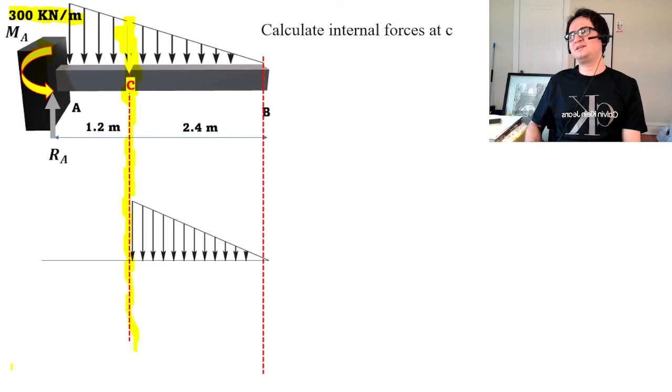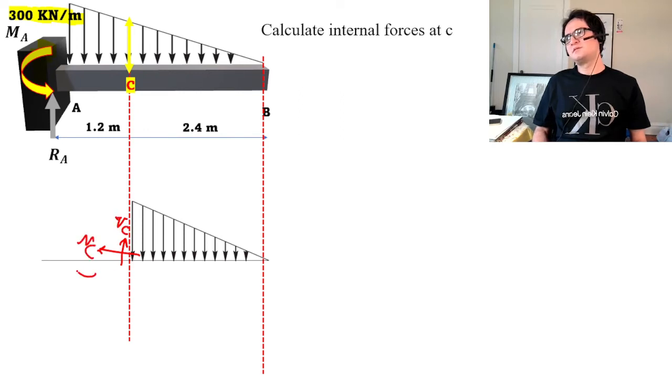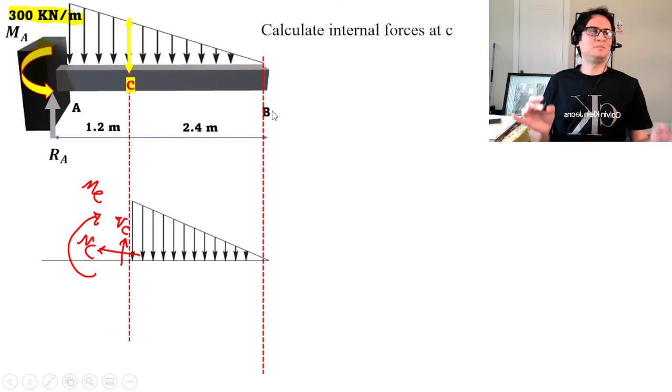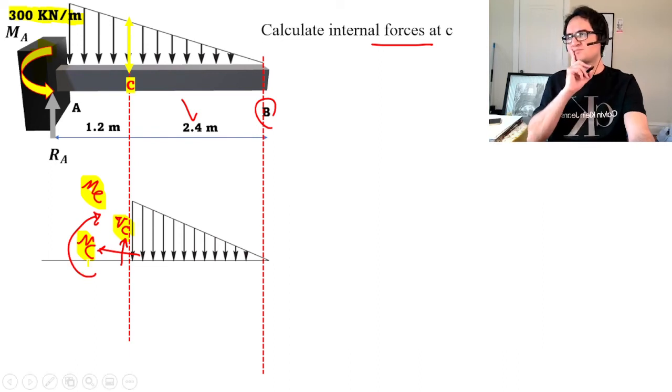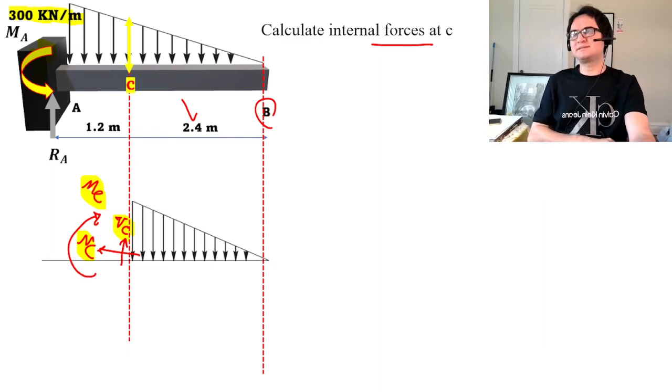And we want to study what NC, VC, and MC are somewhere in between the two supports. And the length is also provided. That's 2.4 from B. Calculate internal forces, and internal forces are nothing but VC, NC, MC: moment, shear, and axial force. Let's see how to approach that problem.